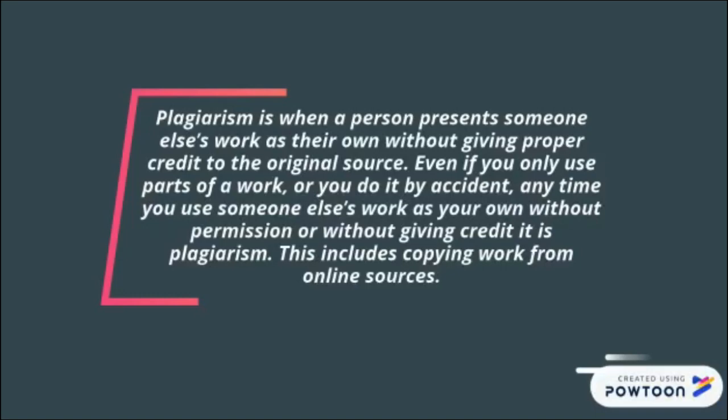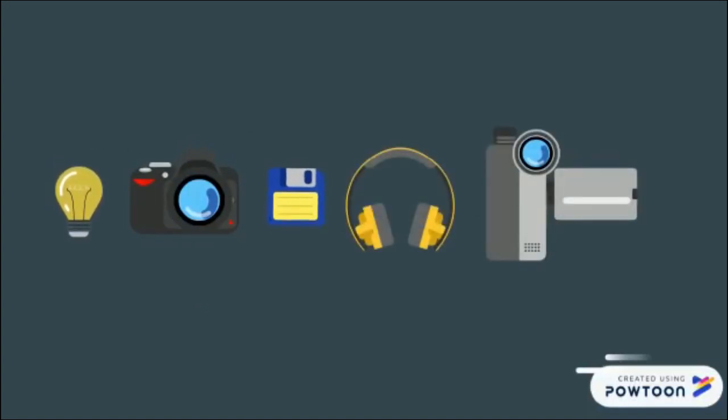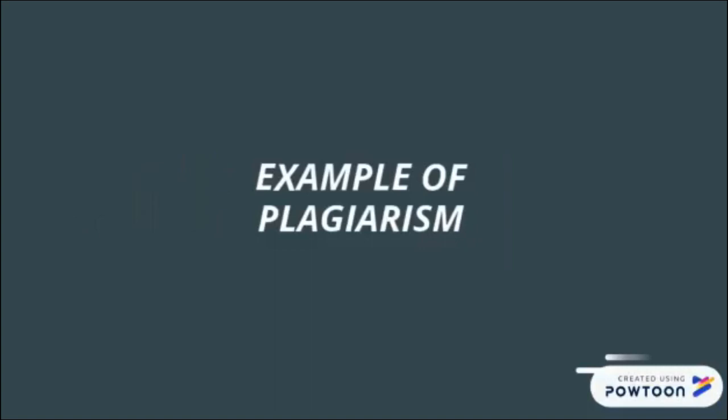Even if you only use parts of a work, or you do it by accident, anytime you use someone else's work as your own without permission or without giving credit, it is plagiarism. This includes copying work from online sources. This doesn't just include text, it is also ideas, images, code, graphics, music, videos, inventions, and even song lyrics. This work is someone else's intellectual property, and, just like with physical property, taking it without giving credit is theft.